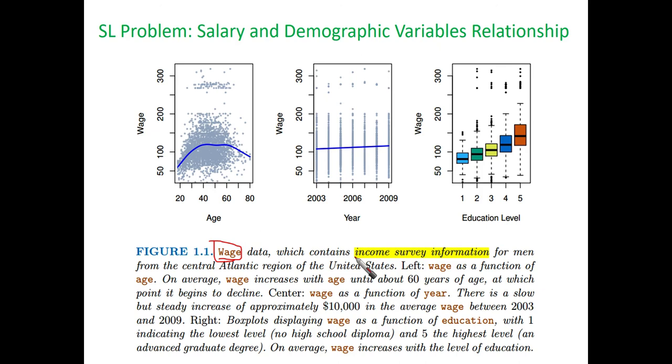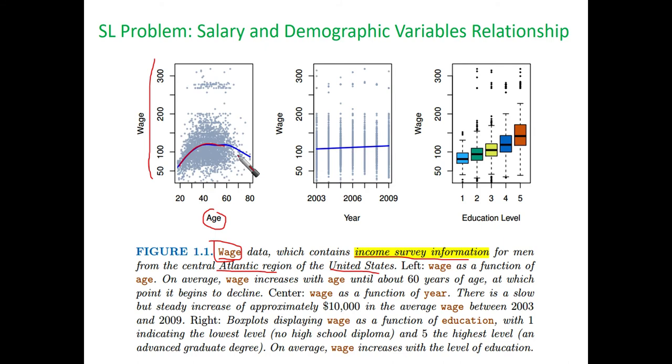This is basically income survey information for some people from the United States, specifically from the Atlantic region. On the left, the wage means salary, right? This is the data, some kind of plotting. In the x-axis you have age, and in the y-axis you have wage or salary. Perhaps there is a relationship between age and wage. As we see, as age increases, salary maybe increases and then decreases again. So this kind of phenomenon or relationship we can find out.